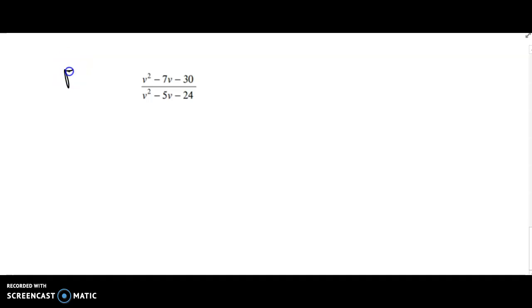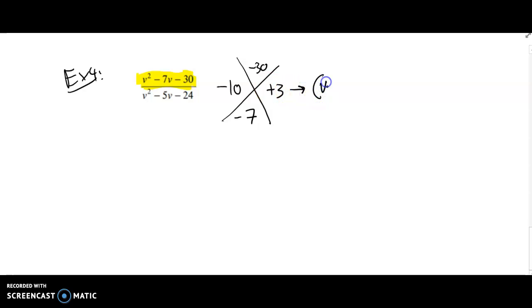All right, a tough one. Lots of factoring here. So when you're not sure what to do, always factor first. So let's factor our numerator. I've got negative 30, negative 7. How about 15 and 2? Nope, 10 and 3. Negative 10 and positive 3. We do not need a box because there's no number up front. So I've got v minus 10 and v plus 3.